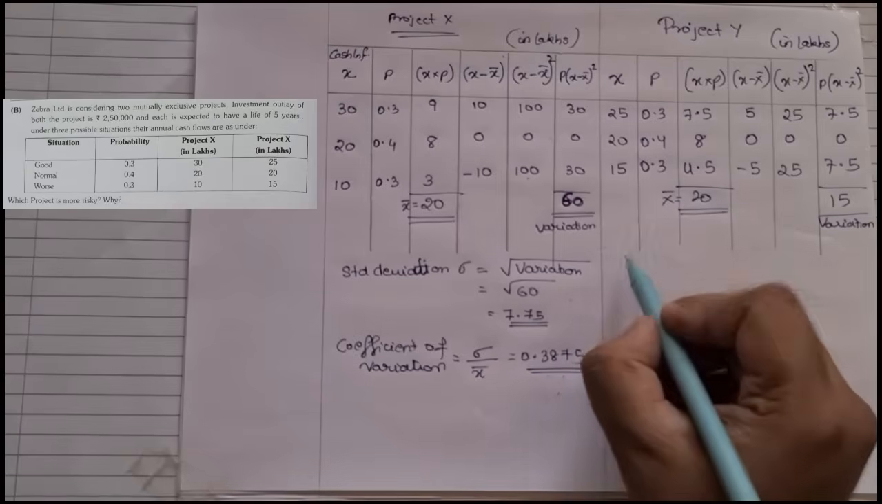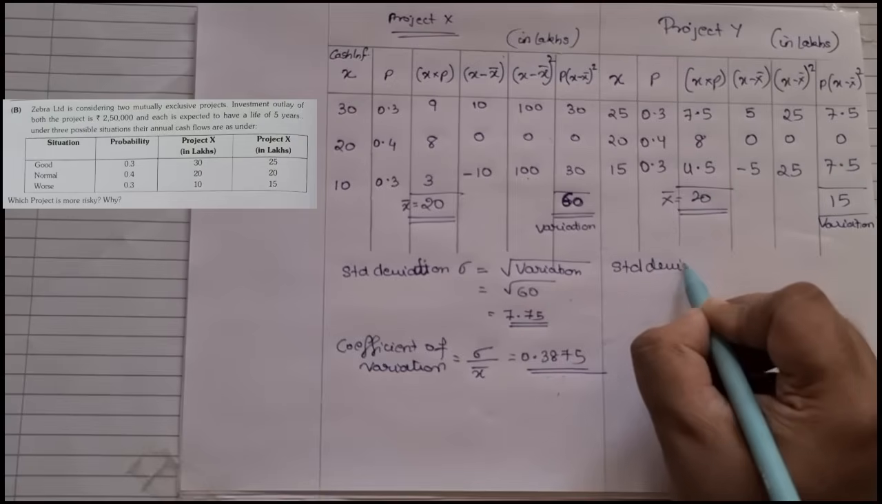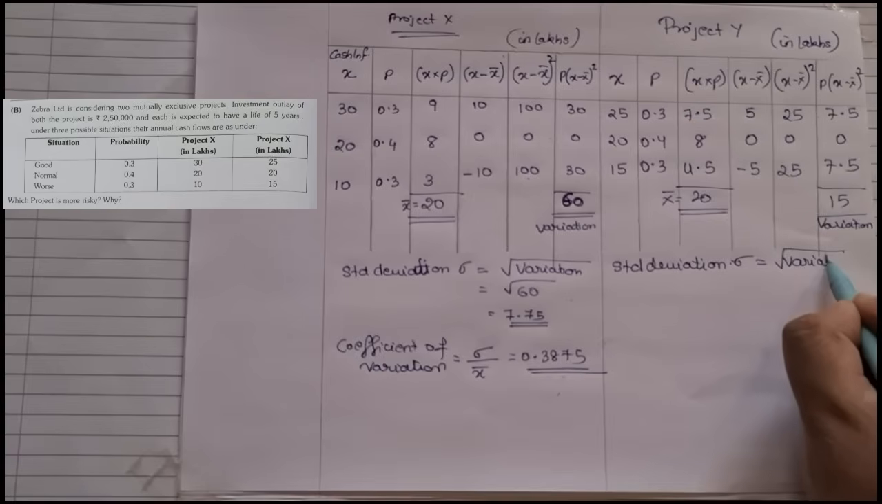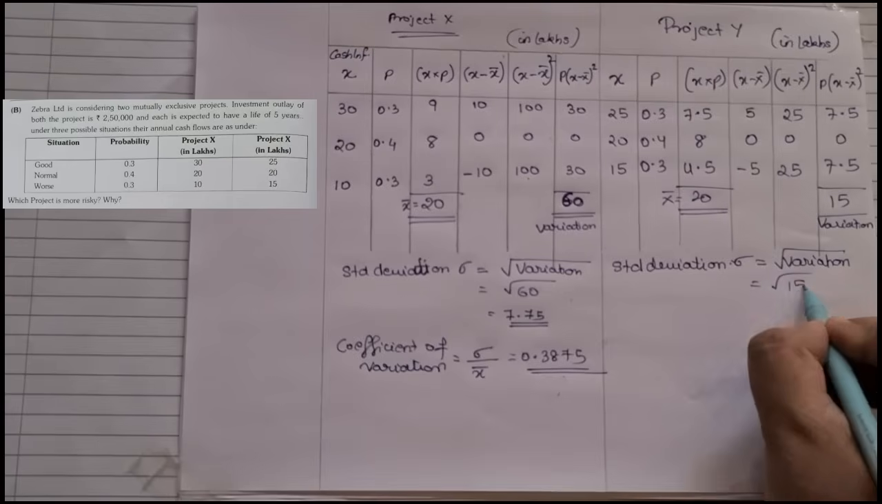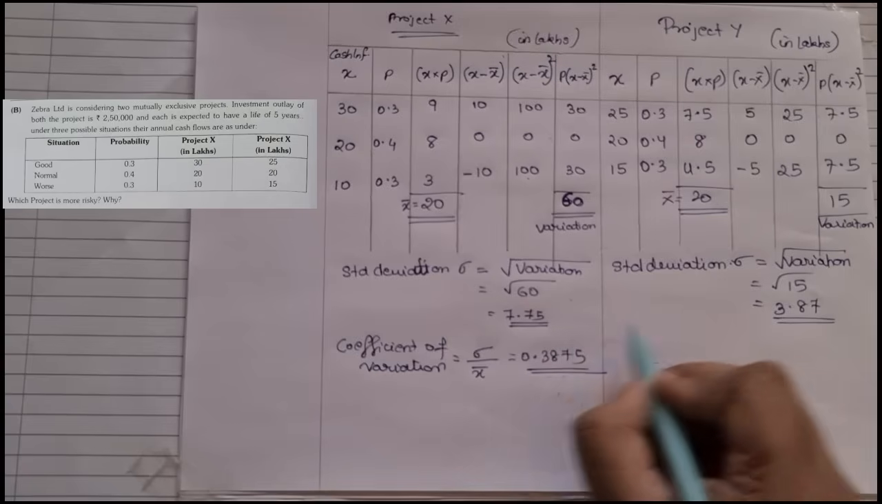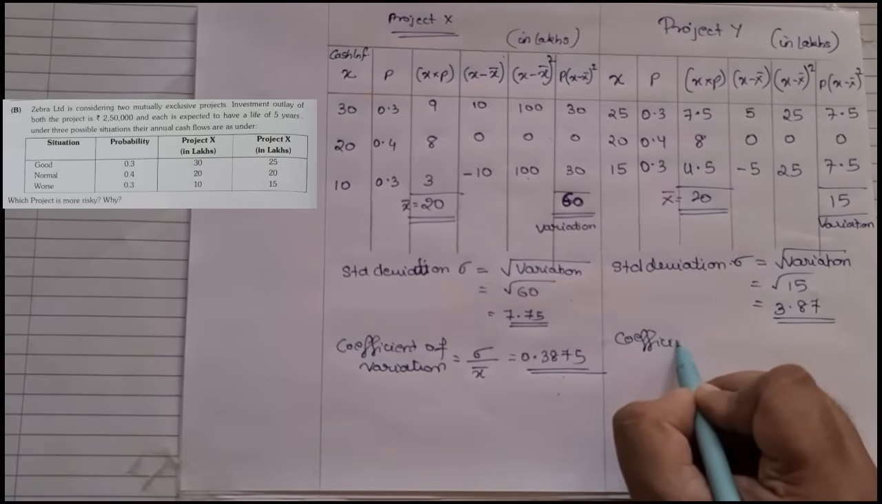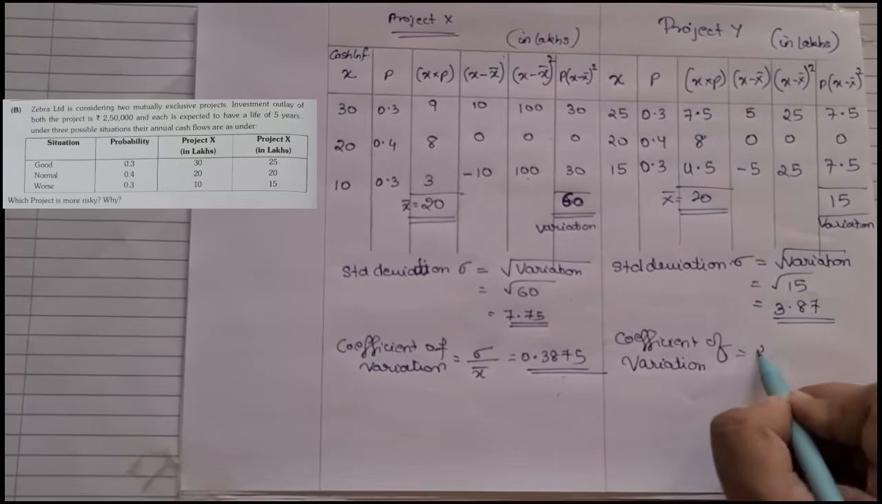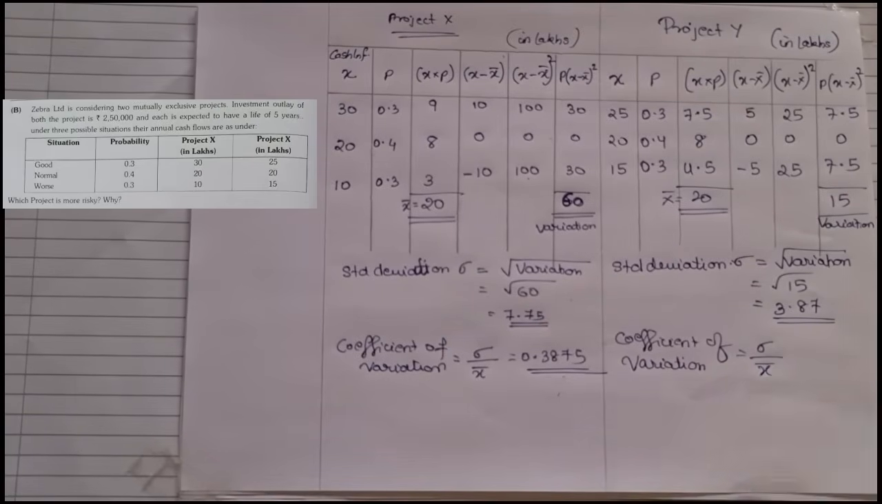So now I need to find the standard deviation, which is the root of variance or variation, which is the root of 15, which comes to 3.87. So therefore the coefficient of variation equals nothing but standard deviation upon X bar. So that will be 3.87 divided by 20, which comes to 0.1935.